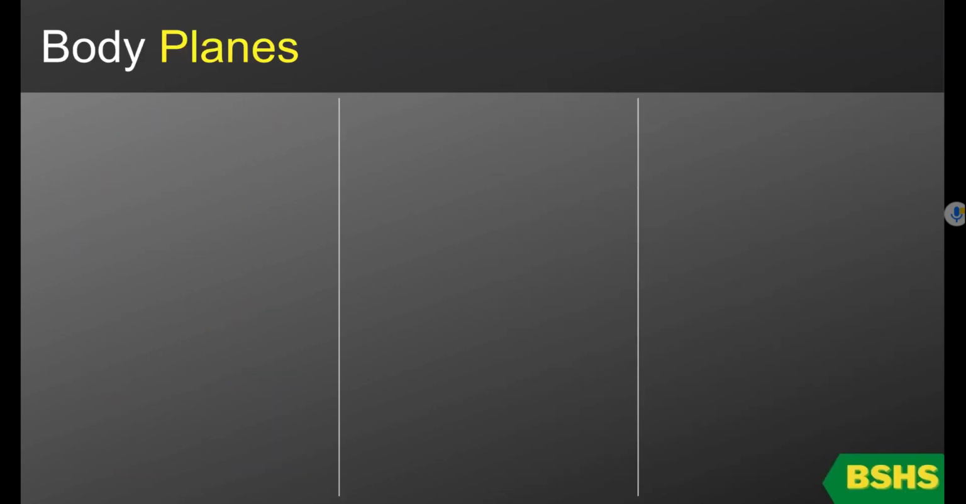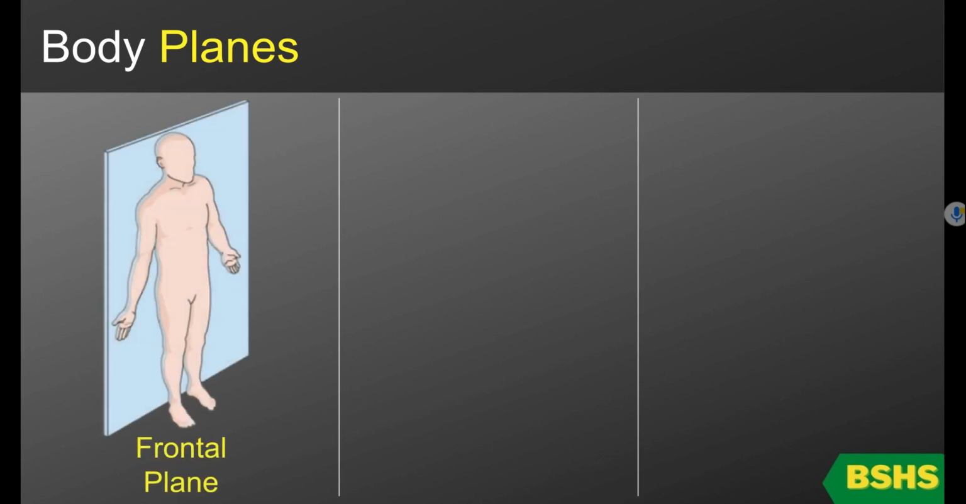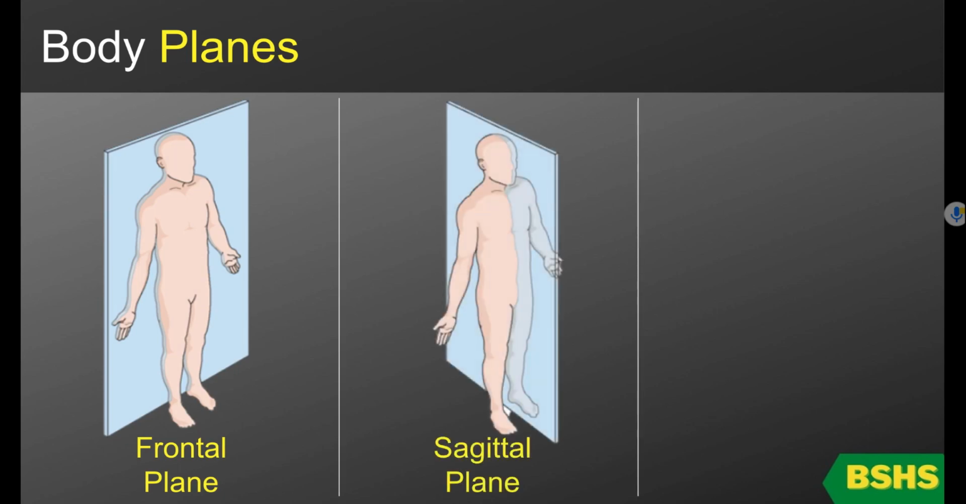Okay, let's finish up by talking about body planes. And a plane in this context is a flat surface. So think of these as ways of sectioning or cutting the body. The first is the frontal plane. It divides the body into anterior and posterior sections. Think front and back. The second is the sagittal plane. It divides the body into right and left sections.